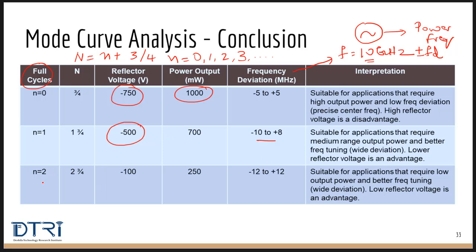Now if you look at mode n is equal to 2, this is suitable for applications that require low output power. Also the frequency tuning is better because we have wider deviation. Depending on the application, if it requires wider deviation, then this is good. If the application requires low deviation, then the earlier mode is good. But if you want to tune the 10 gigahertz to a different value, then this is better. We can do 10 gigahertz plus or minus 12 megahertz. The biggest disadvantage is that the reflector voltage is much lower compared to the other modes.